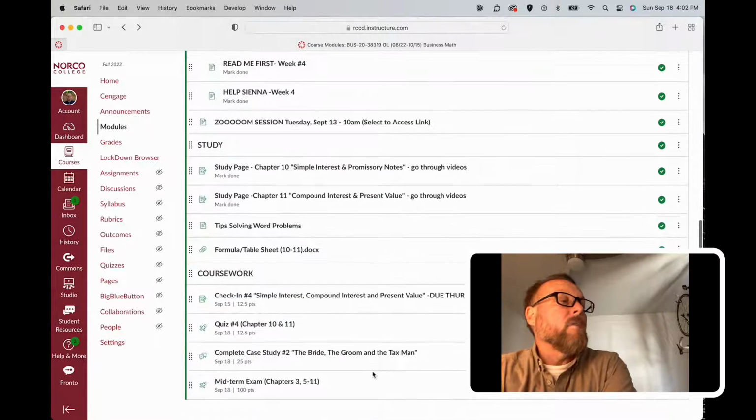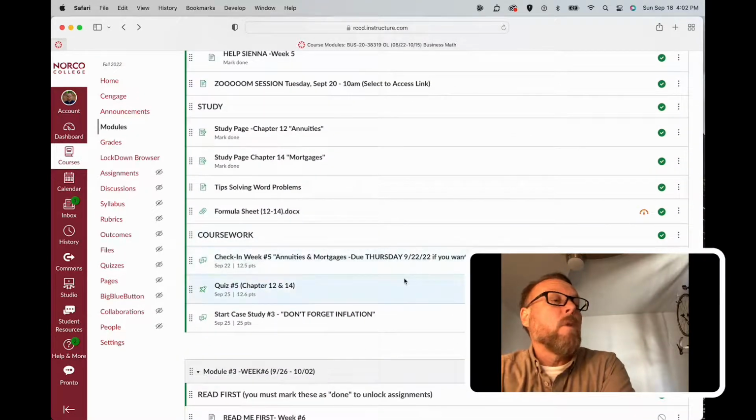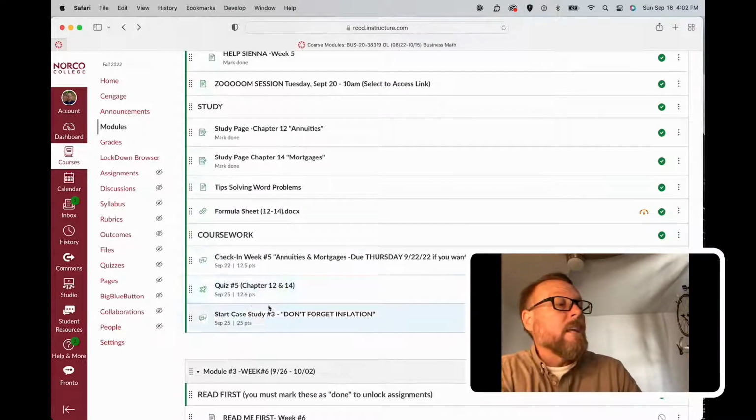But of course, then you have your check-in assignment. It's going to be due on Thursday. If you want my feedback, turn it in by Thursday; if you don't want my feedback, then turn it in after Thursday. If you turn it in by Thursday, I will give you feedback, and that way you can make corrections as you prepare to take your quiz, which is right here.